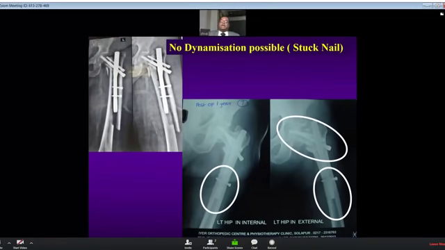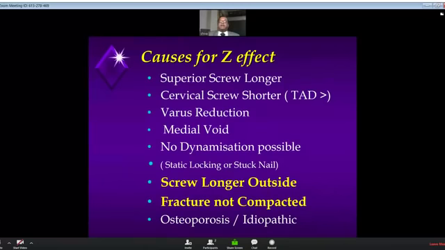So stuck up nail or nail which cannot be dynamized is another cause. So if you have done a static locking, it's better to do dynamization if required in time.